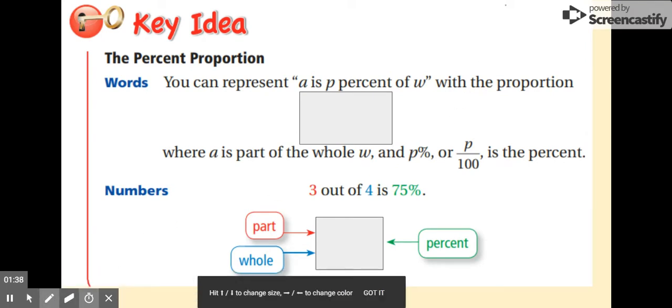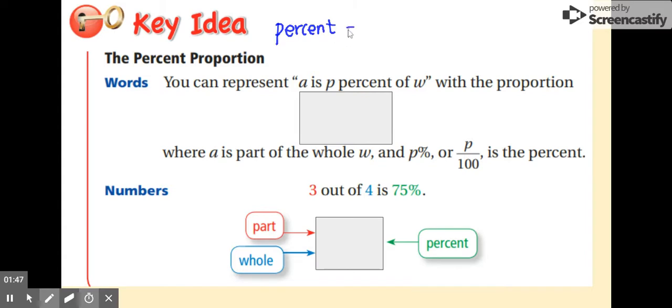All right, percent proportion. We already talked about the definition of percent. If you already know the definition of percent, which is, let's say P%, P% is P out of 100. And we already talked about the definition of percent, you can also use part to whole, right? So now this is it.